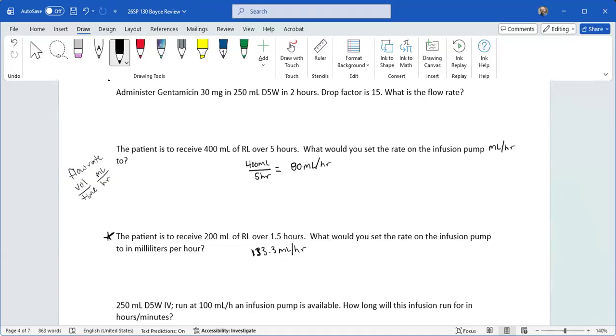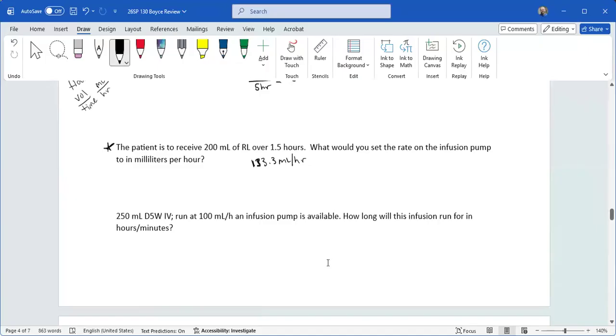So I don't know that your instructor would want you to just put 133 ml per hour. I do think that they want that decimal in there. I'm not 100% sure, but my assumption is you'll get something like 200 milliliters in 2 hours, and so your answer is just 100 mil per hour, so you won't have to worry about it in that regard. So just so you know that, as far as when you're doing those calculations, but both of you got that right, so good job.